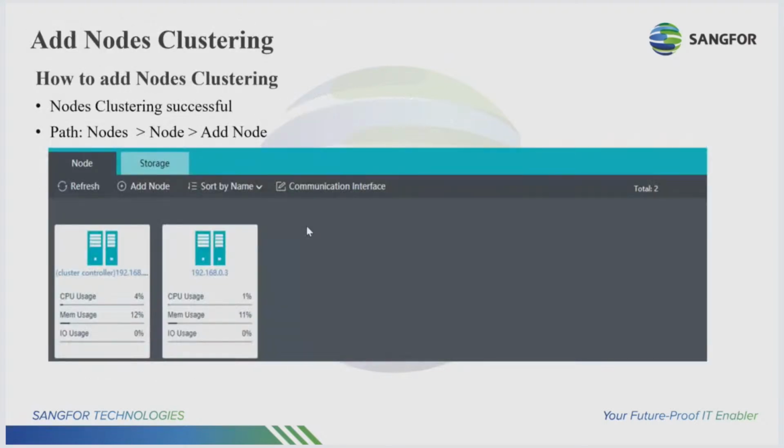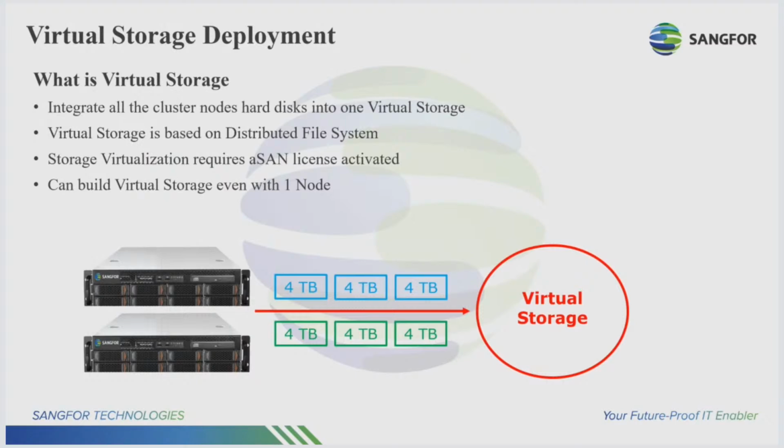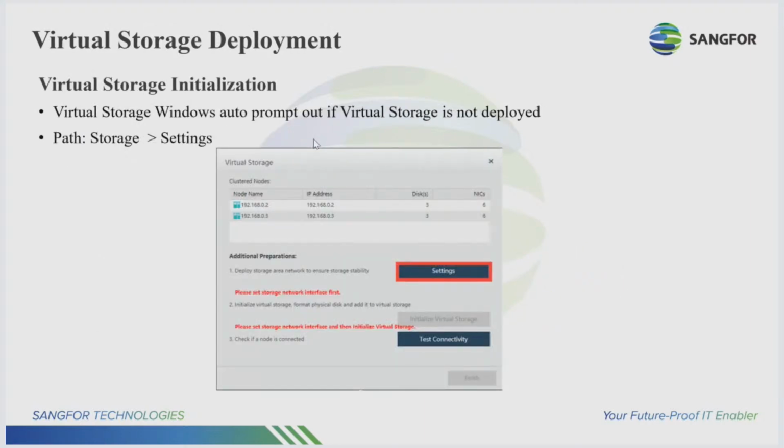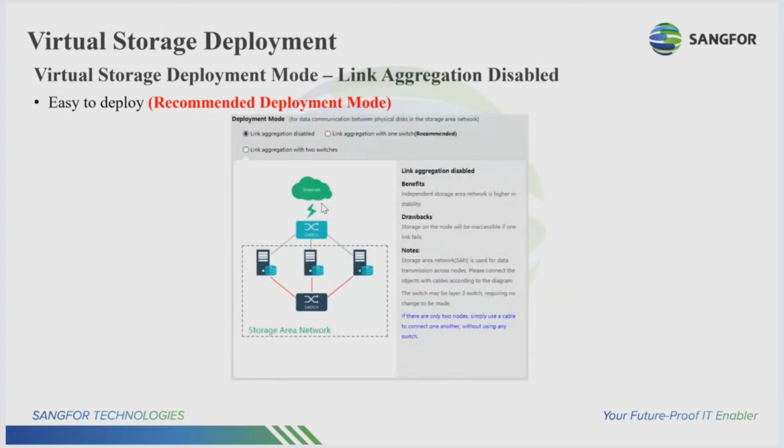After building the cluster, we need to initialize the virtual storage. For the virtual storage, we just follow this wizard. It will ask you to select nodes and choose the deployment mode. Here you can see we have 3 deployment modes. One is link aggregation disabled. Another is link aggregation with 1 switch. And the third is link aggregation with 2 switches. This depends on different scenarios.